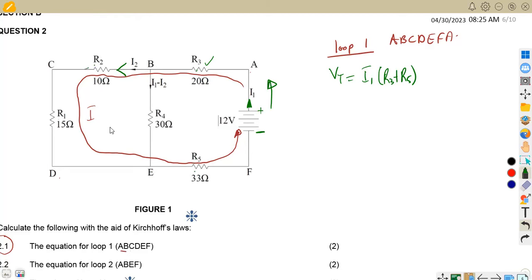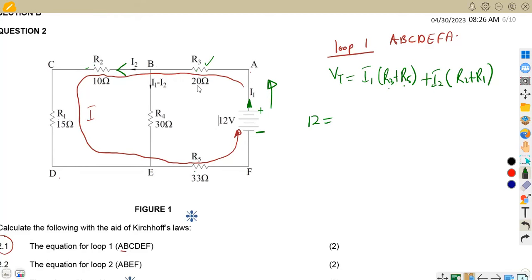These two are in the same branch, so we're going to have plus I2 into R2 plus R1. You add these two together. So this is what we have in this loop, whereby our VT, the total voltage of 12, is equal to I1 into R3 plus R5.